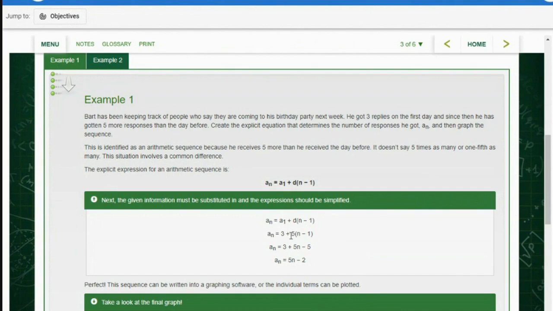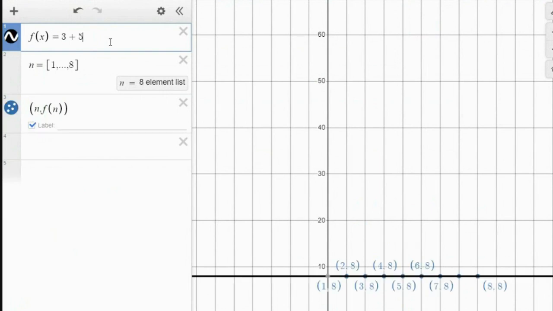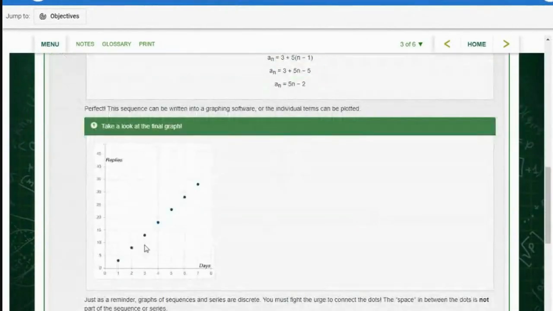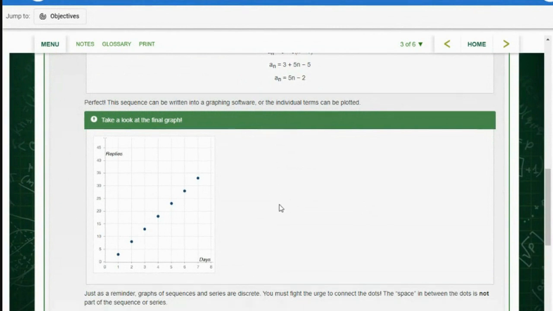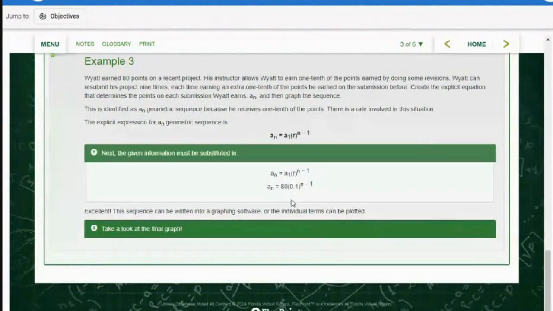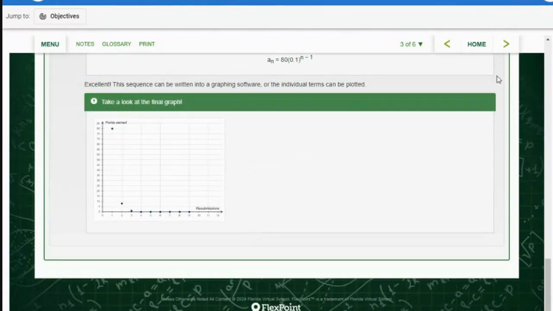So let's see. 3 plus 5(n minus 1). 3 plus 5, and we do x minus 1 since it's on Desmos. And there it is. He got 3 replies to his birthday the first day, then 8, then 13, then 18, then 23, then 28. Just put in the arithmetic sequence formula and let Desmos graph it. See, there's their graph. Looks just like our graph. All right, and geometric, same thing. Just put the formula in, and it will graph it. This one's the one that goes down, so decay.